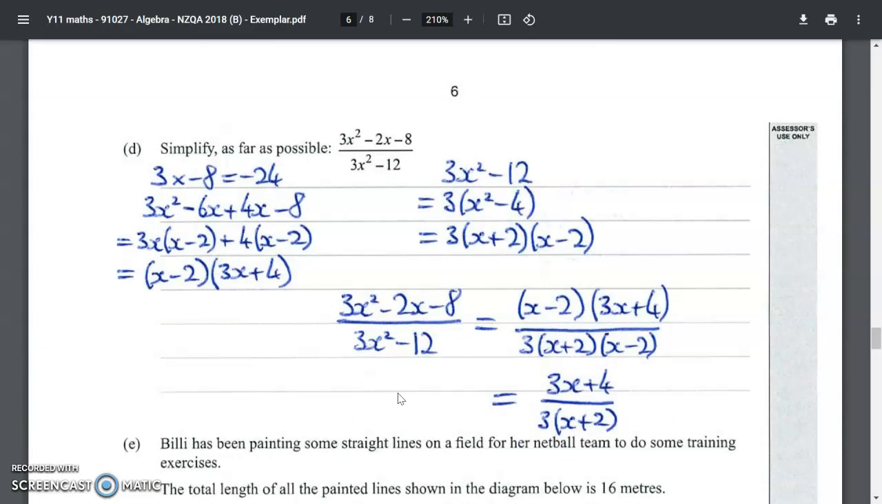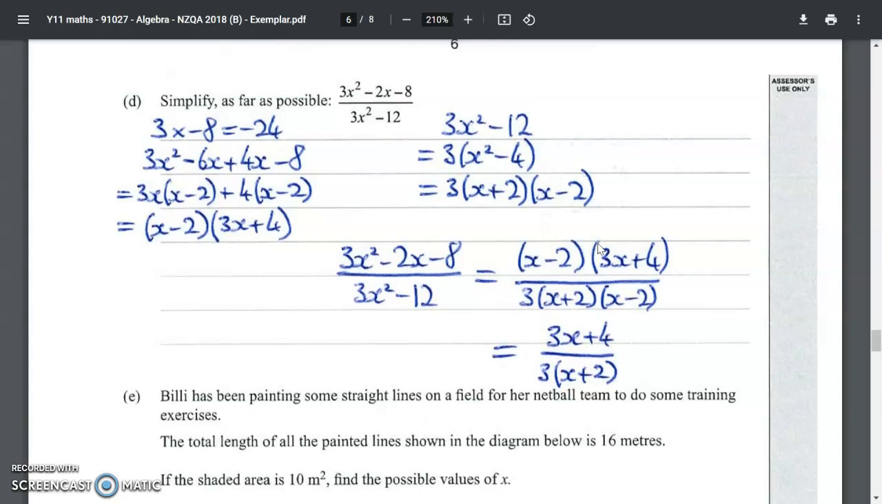Okay, next question, simplifying as far as possible. So the top quadratic we can simplify to x minus 2 times 3x plus 4. The bottom quadratic we can simplify to 3 times x plus 2 times x minus 2. For our rational expression, our fraction, we can write as x minus 2 times 3x plus 4 over 3 times x plus 2 times x minus 2. Then the x minus 2's cancel out on the top and the bottom, and we get the fraction here.